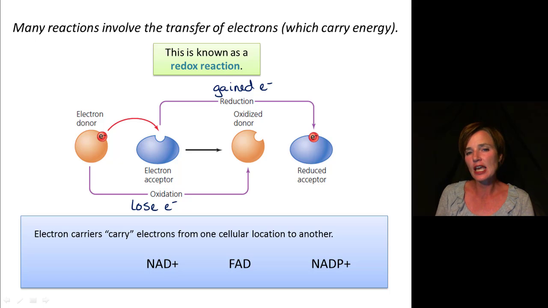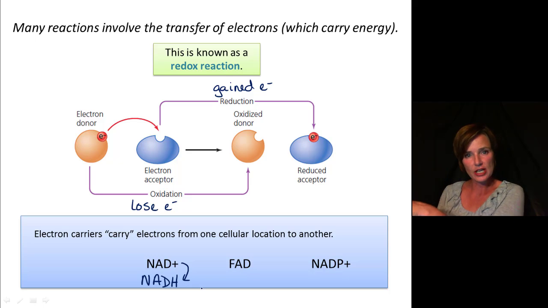So when they do gain and hold on to that electron, when they get reduced, we'll see that their name actually changes temporarily. So NAD+ will grab electrons and turn into NADH. It'll actually grab two electrons and turn into NADH. And then NADH is going to take those electrons and transfer them to another location. And when it does, it turns right back into NAD+.